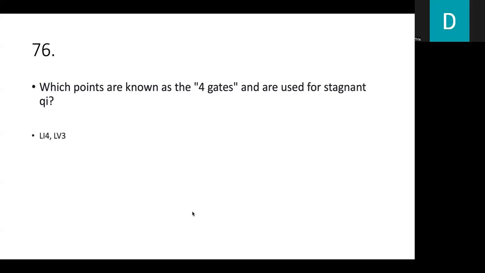Which points are known as the very classic four gates, used for qi stagnation? Li4 and liver 3. So automatic na, no? Usually kasi, we use it for excess talaga, especially when we feel that the pulse is a little bit wiry, no?